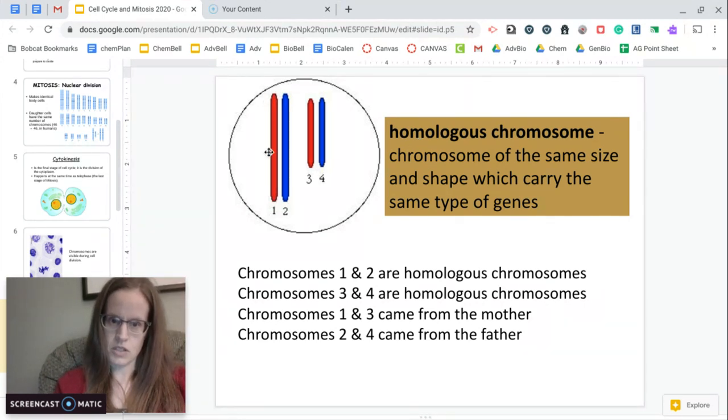So here, this is number 1 chromosome, and this is number 1 chromosome from dad. If this has eye color on it, this chromosome will have eye color on it. If this chromosome has the gene for making hemoglobin, this chromosome is going to have the gene for making hemoglobin too. They might not be exactly the same gene because your parents might have different versions of those genes. So here in my picture, chromosome 1 and 2 are homologous, and 3 and 4 are homologous. And I used the color to represent whether they came from mom or dad. So I made the red ones from mom, 1 and 3 would come from mom, and then 2 and 4 came from dad.